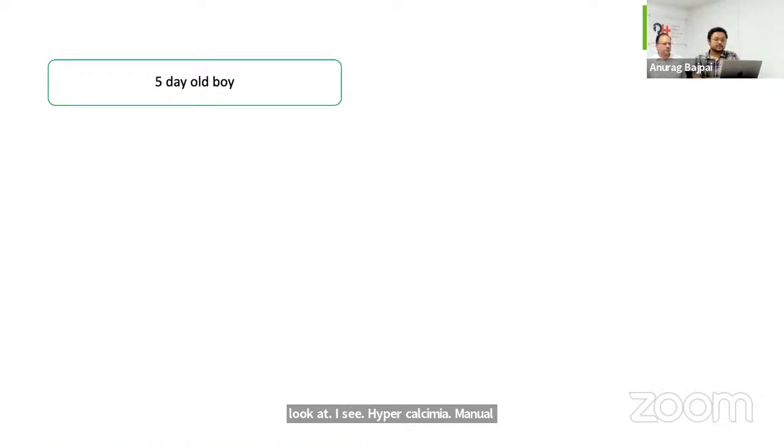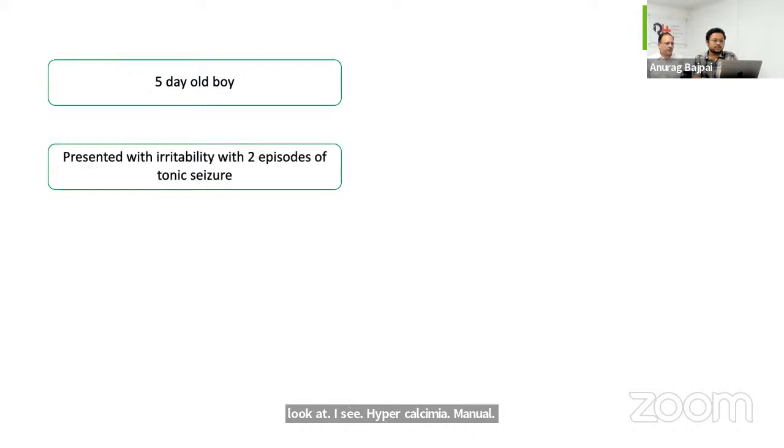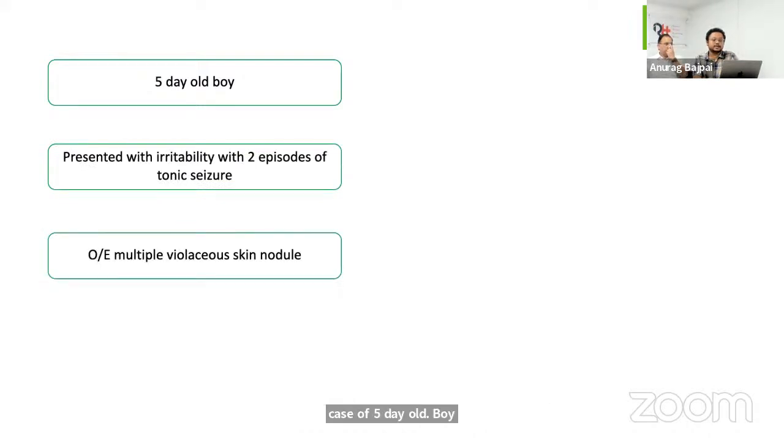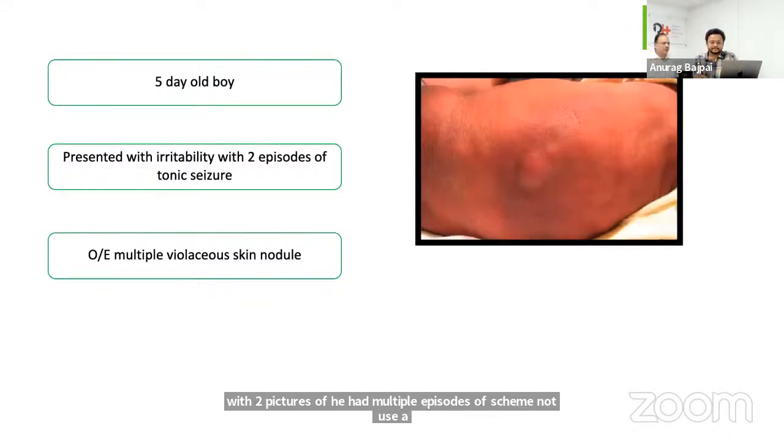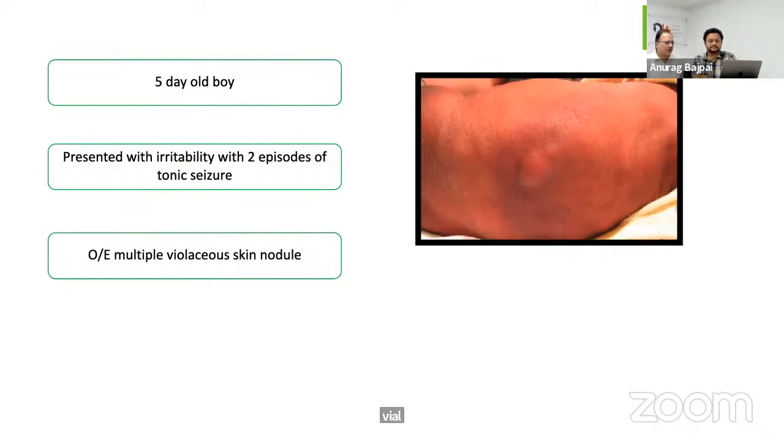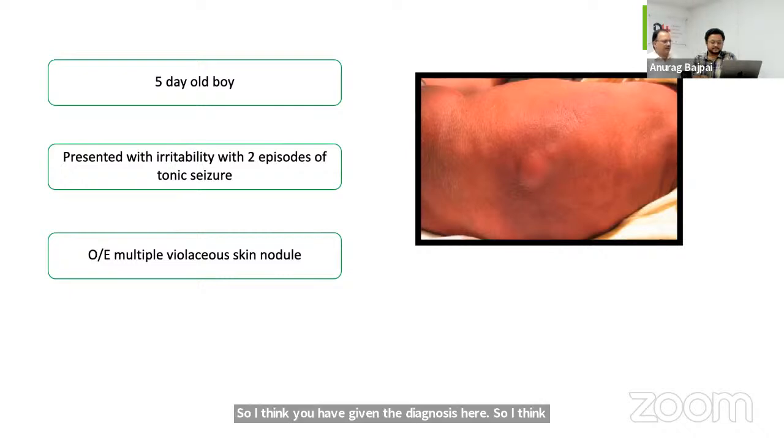So the next case, a 5-day-old boy has presented with irritability with 2 episodes of tonic seizure. He had multiple violaceous skin nodules. So I think you have given the diagnosis here. Yes. So you have a newborn in the setting of hypercalcemia who has these nodules. So what are the diagnoses? I think quickly people can write up in the Q&A.